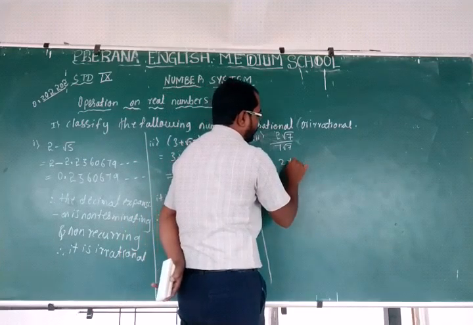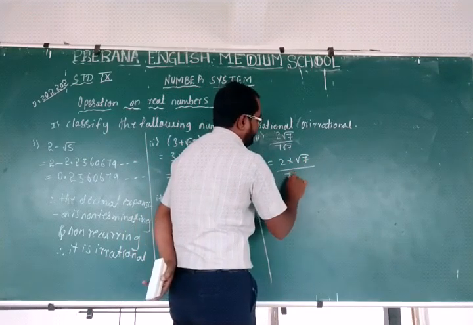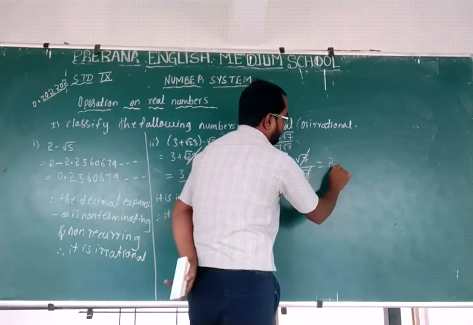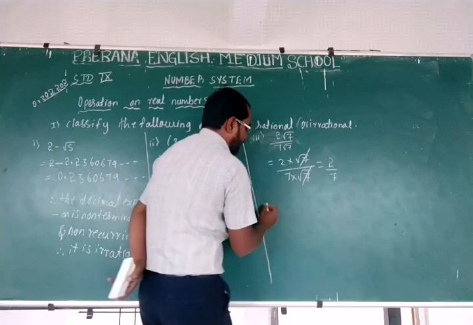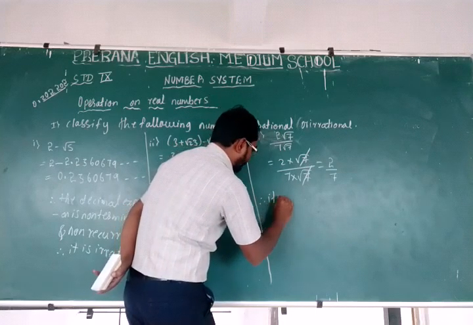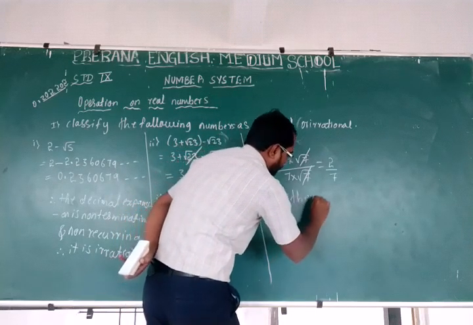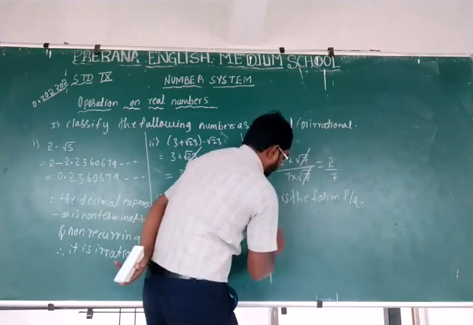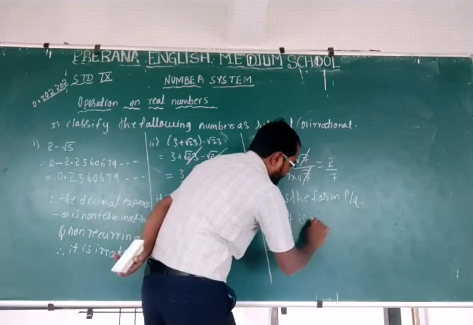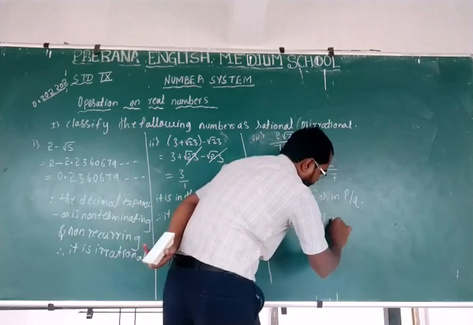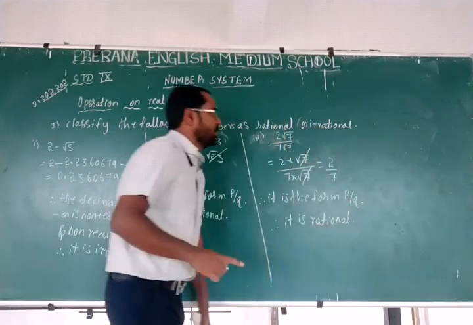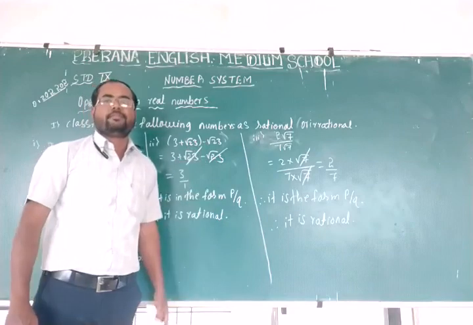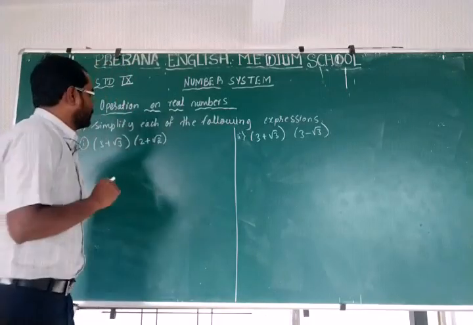We will see the next one. We will write it as 2 into root 7 divided by 7 into root 7. So root 7 you will cancel. What remains is 2 by 7. So again here it is in the form p by q, therefore it is rational. This is how you classify rational and irrational numbers. Now we will solve the next question.